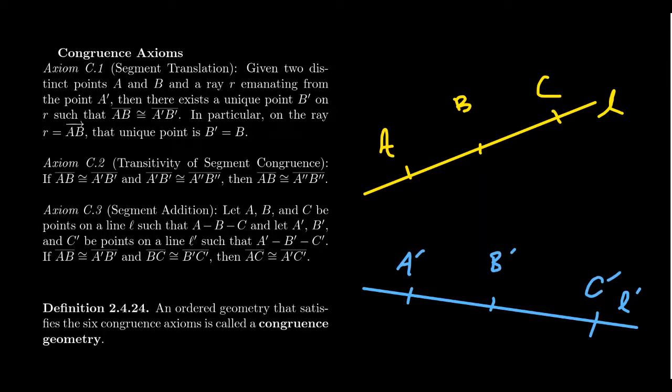So what segment addition then tells us is that if the segment AB is congruent to the segment A prime B prime, and if the segment BC is congruent to B prime C prime, you'll see we'll often put these little tick marks on a segment to suggest it's congruent to another one. This is a very common geometric convention. So if this segment is congruent to that one and this segment is congruent to that one, notice that the union of these two segments is AC and the union of these two segments is A prime C prime. Well, if the two parts are congruent to each other, then it turns out that these ones are going to be congruent to each other as well. And so that's why we call it segment addition.